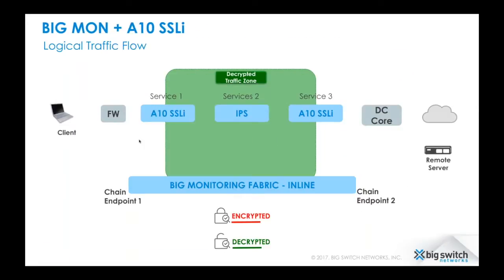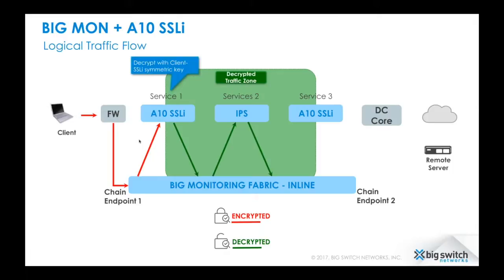So now let's take a quick look at the traffic flow in this architecture. First, our client will be sending traffic through our firewall to the big monitoring fabric inline switch. The encrypted traffic will reach endpoint 1. We have also inserted the A10 SSLi inline service, and we send that traffic inline to the first partition of the service where we decrypt the traffic, send it back to the inline switch, and now we are free to insert any number of inline tools that will be able to look at the decrypted traffic.